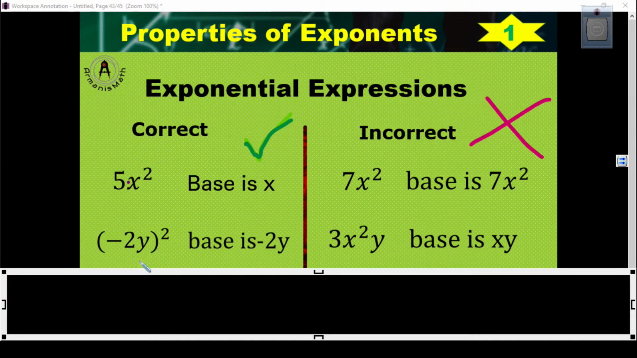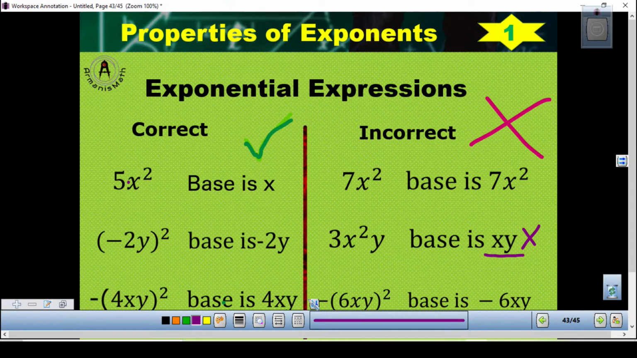The next one here is this example, which is correct. I've got negative 2y to the second power. Please pay attention to the parentheses here. The base is negative 2y because it's in the parentheses. That's the whole base. On the right side here, it says 3xy squared. This person thought that xy is the base, which is not true. xy is not the base. Only x is the base here.